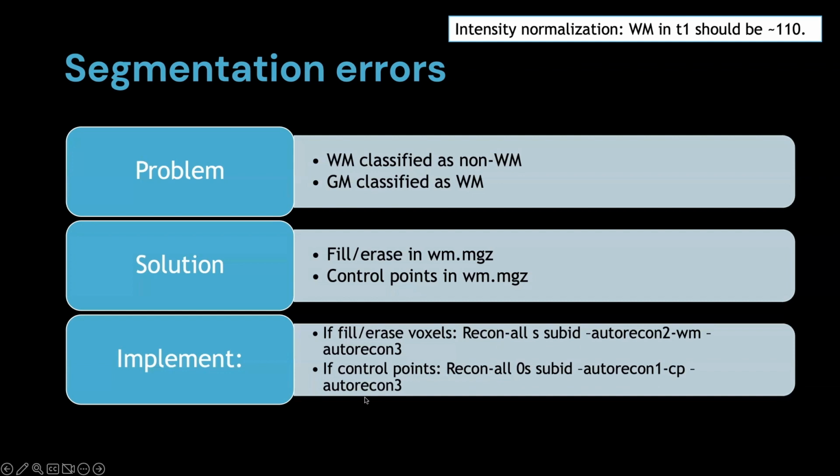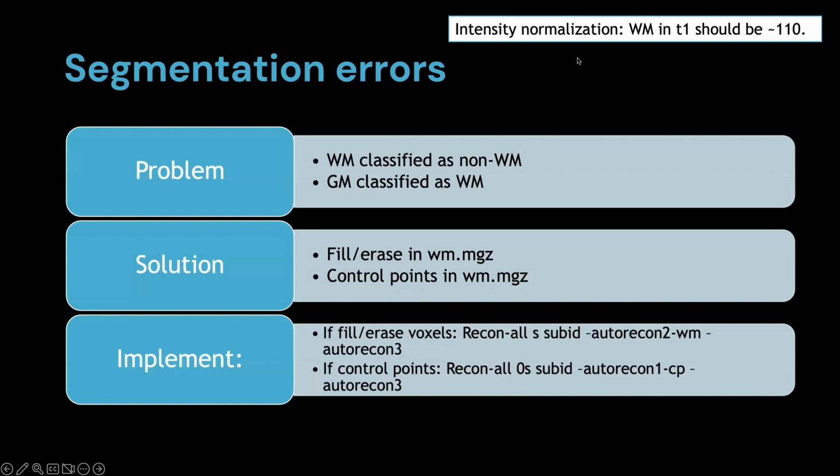Now, one of the main causes of segmentation errors is that the intensity normalization was not done properly. The way FreeSurfer decides if it's white matter or not is by the intensity of the voxel. If the voxel is around 110, it will be classified as white matter. And sometimes there are voxels that are, for example, 100 or 95, and FreeSurfer needs to decide: is this white matter or is it gray matter? Sometimes it should be white matter, but it's actually classified as gray matter.